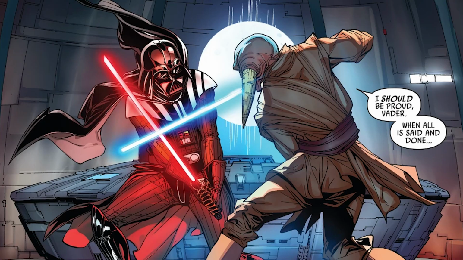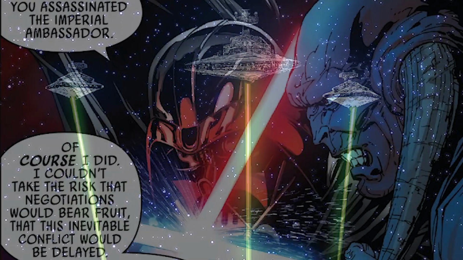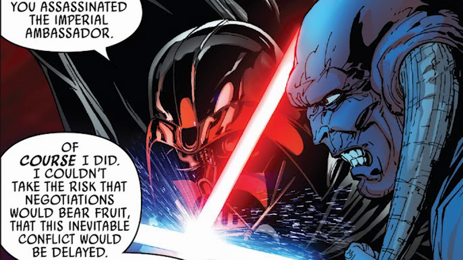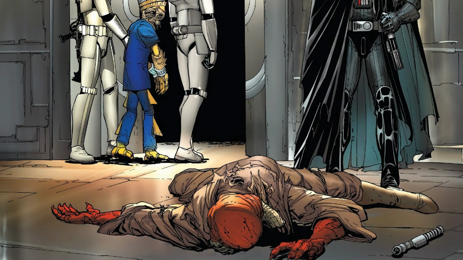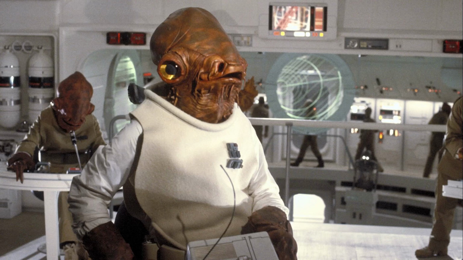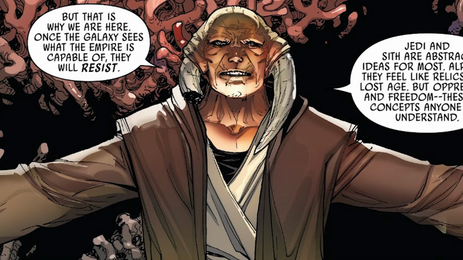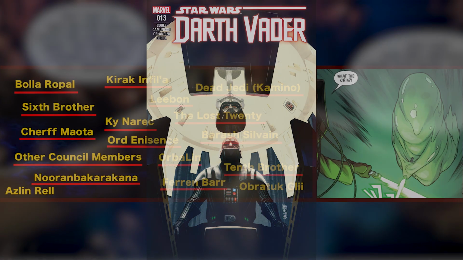Anyway, back to Ferren Barr, he confronted and fought Vader, while Tarkin bombarded the planet. He admitted to killing the Imperial ambassador, and King Lee-Char of the planet ordered the surrender to the Empire, but it was too late. Ferren Barr was killed by Vader, but he foresaw that his actions would cause the Mon Calamari to retaliate against the Empire, and believed that his actions had secured the defeat of the Sith. This was sort of true, with the Mon Calamari aiding in the Battle of Endor. He first appeared in the Darth Vader 13 comic in 2017.